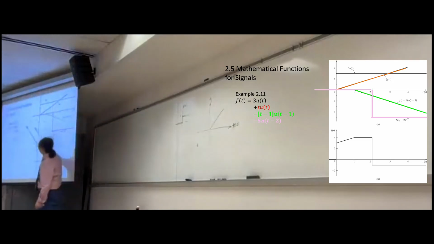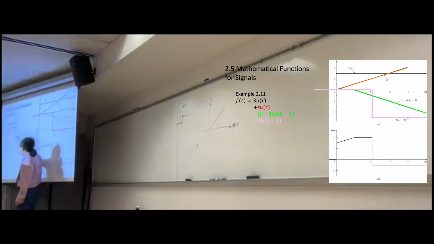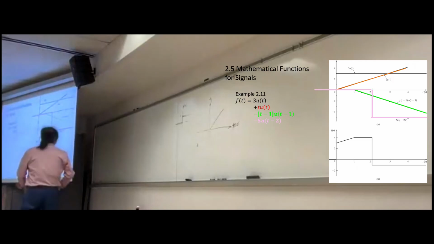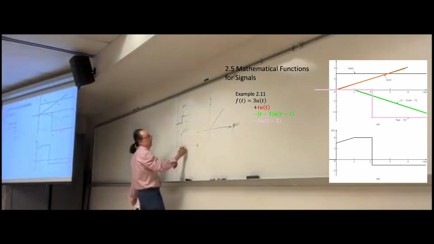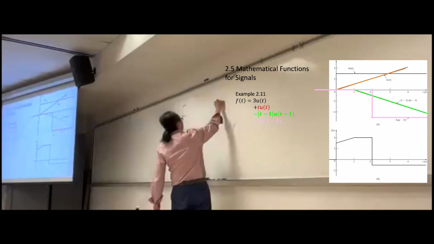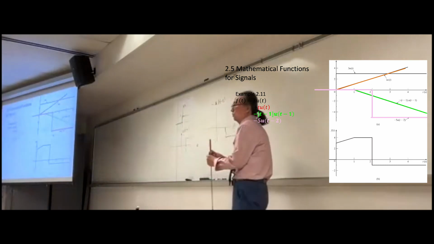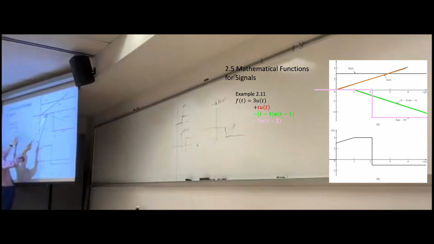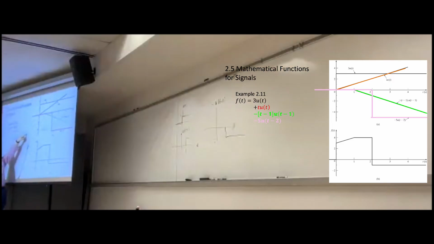And then the third signal, t minus 1, u of t minus 1. U of t minus 1 is 1 right here, is this. And then if you have negative u of t minus 1, just flip over the x-axis. And then we multiply by t minus 1. So this is the negative 1 slope of t, moved to the right by 1. So that's the green. And the last one is the pink, u of t minus 2 times 5. So the magnitude is 5. We good?